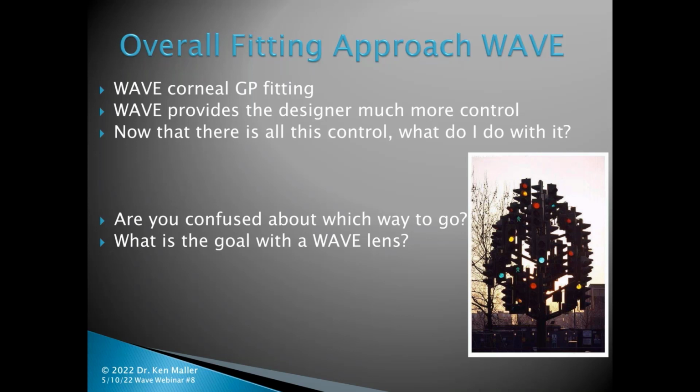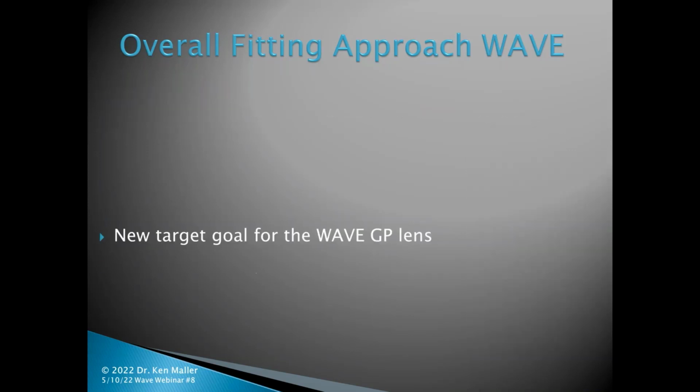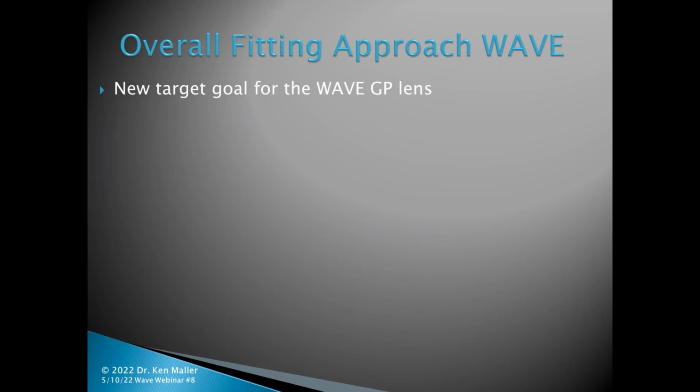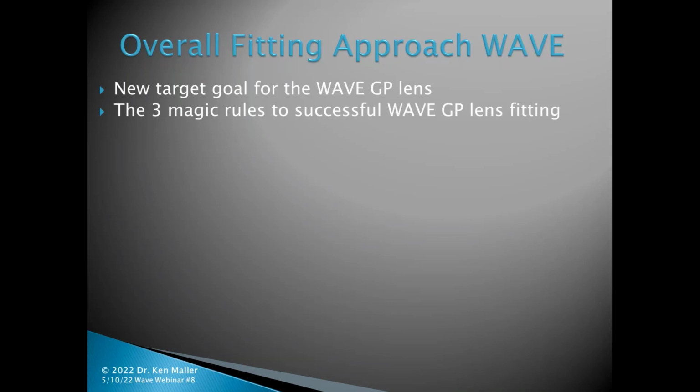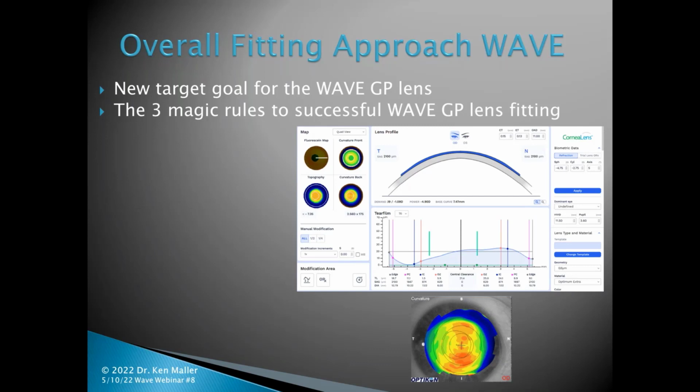So with the Wave lens, we probably should be changing our goal with our design, since we can, and we can probably create a better fitting relationship. So what's the new target goal for a Wave GP lens? I've broken it down to three magic rules to successful Wave GP lens fitting. So here's a Wave lens, and you can see the cornea down at the bottom, and that cornea has a little bit of cylinder, and that's the lens up on the top that I had designed for this particular eye. And the first magic rule is alignment.